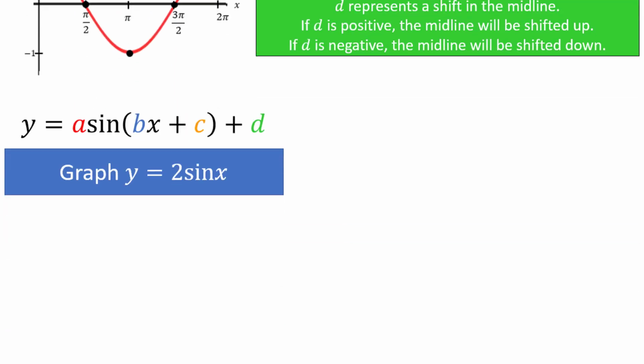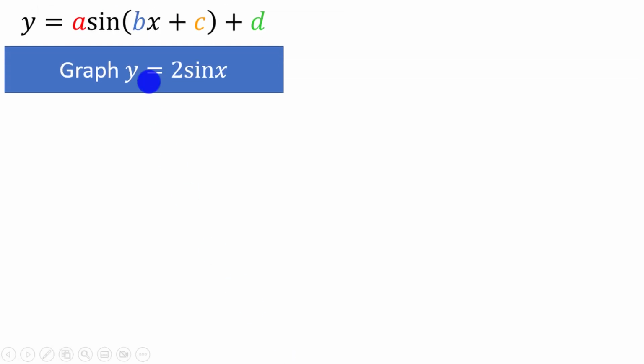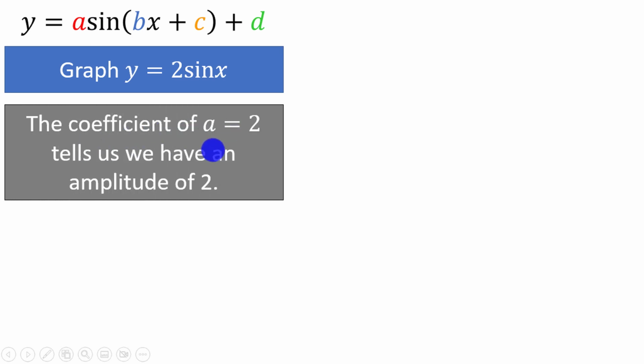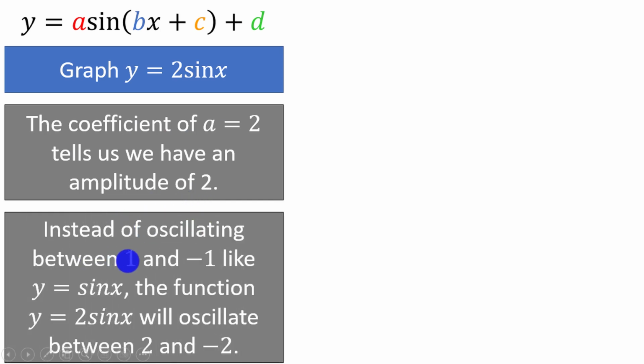Okay, let's take a look at some examples. We are asked to graph y equals 2 times sine of x. It looks like we have a value for a that is multiplying the function. Remember that having a value for a represents a change in amplitude. The coefficient of a equals 2 tells us that we have an amplitude of 2. That means instead of oscillating between 1 and -1, like the regular y equals sine of x function, the function of y equals 2 times sine of x will instead oscillate between 2 and -2. Everything else about the function will be exactly the same.